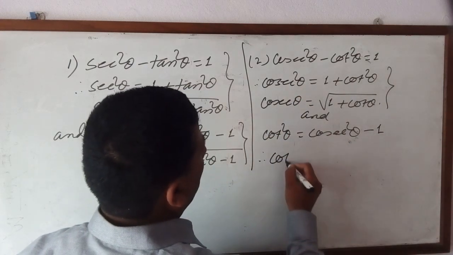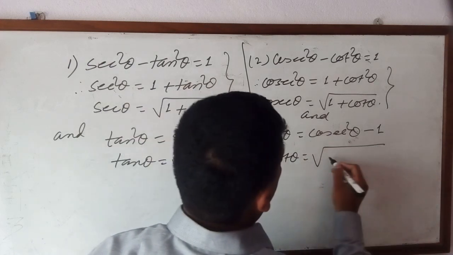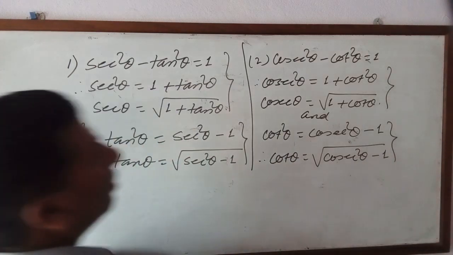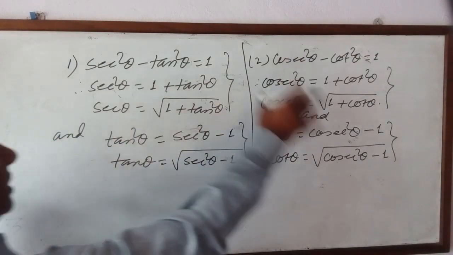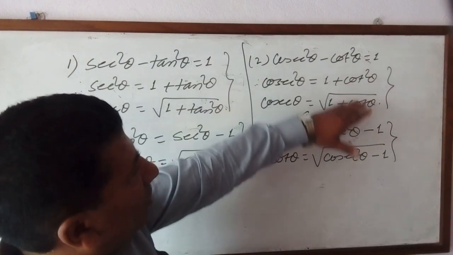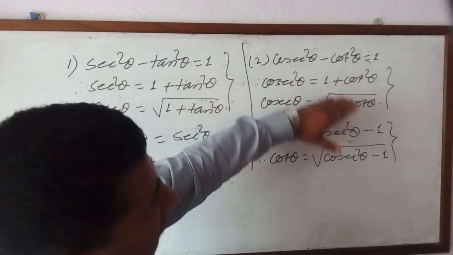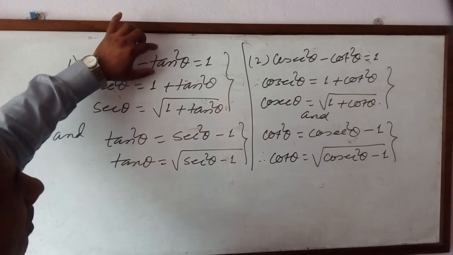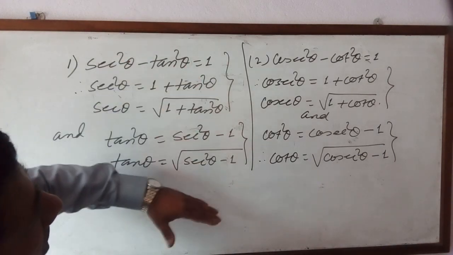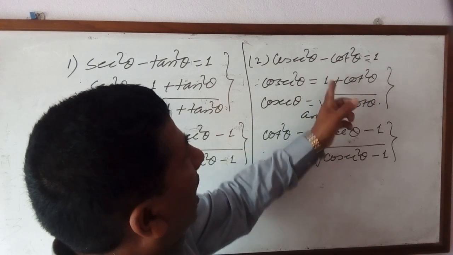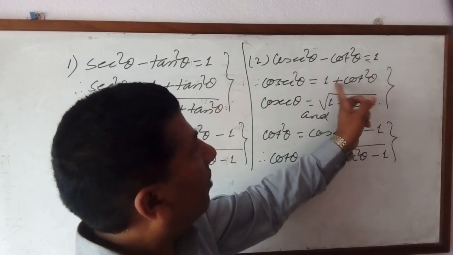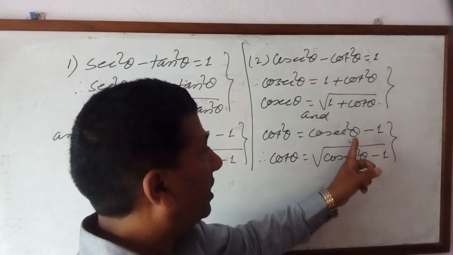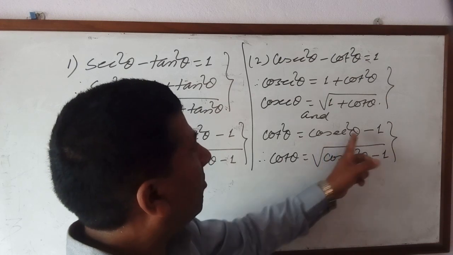Therefore, cot theta equals root under cosec square theta minus 1. Now, these 4 forms, from here you should have the capacity to derive this. These all are formula. If you practice, then you can derive very easily. Already I have given this. How to remember this? Bring this cot square that side, 1 plus cot square. Bring this one this side. Cosec square minus 1 equals cot square.